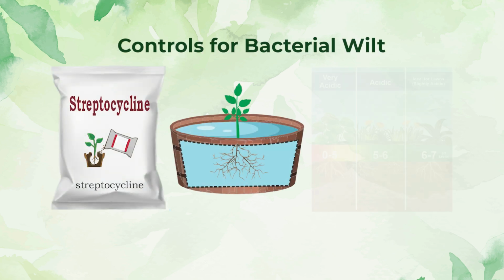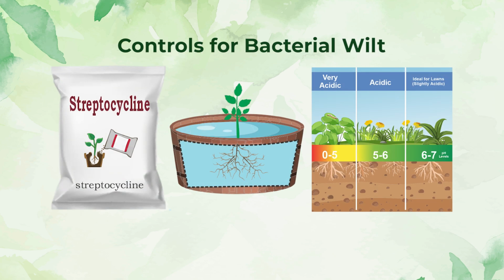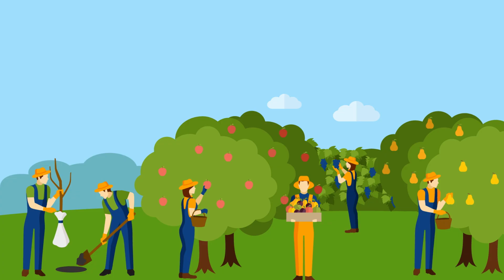Control. Use disease-resistant varieties. Adopt long-term crop rotation without solanaceous crops. pH of soil should not be acidic. Before transplanting, treat the roots of the seedling with streptocycline 150 parts per million, that is 1 gram in 6 liters water for 30 minutes.